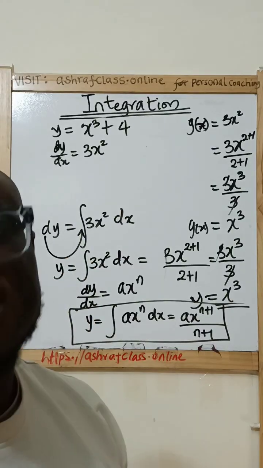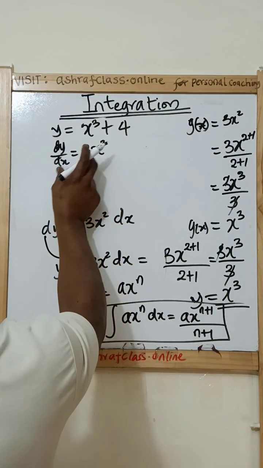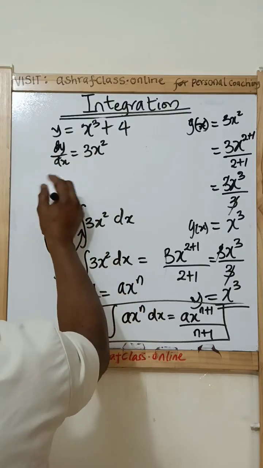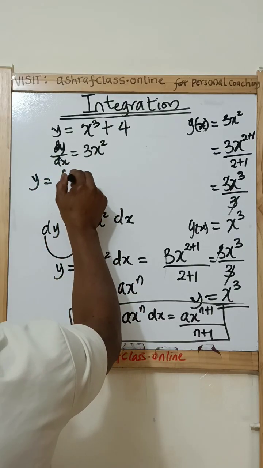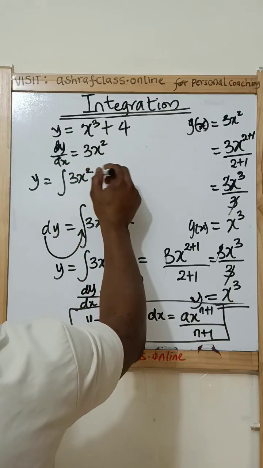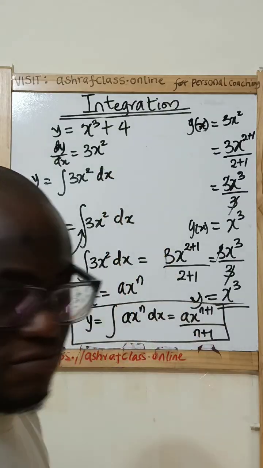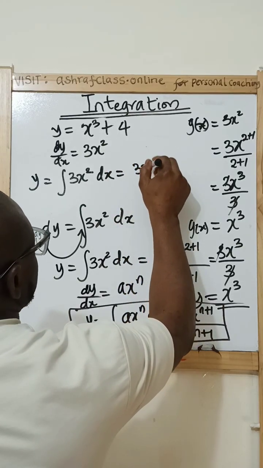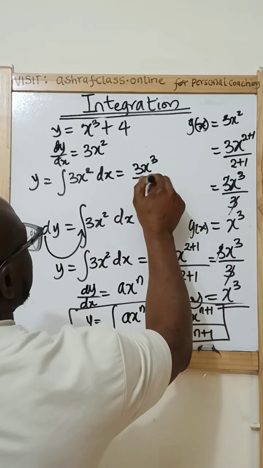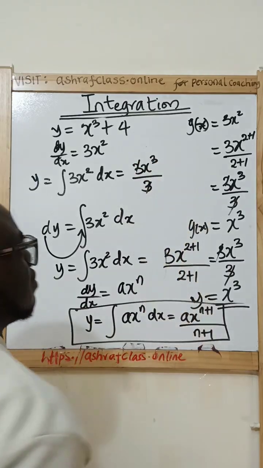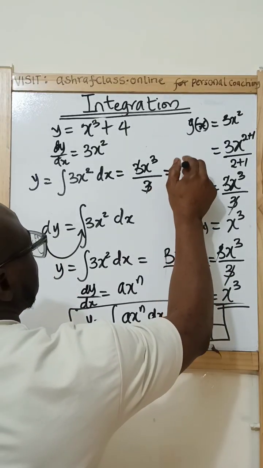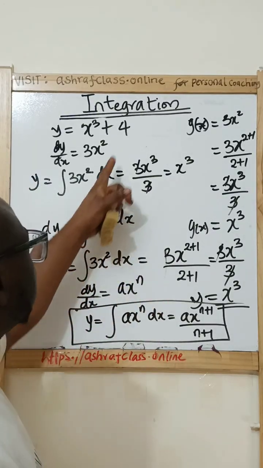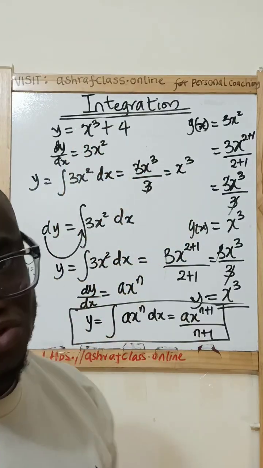Now, if we want to get back our function, what do we do? We let this one come here, and d will become the integral sign. Y will now become the integral of 3x squared dx. If we apply this formula, this is going to be 3x raised to power 3 all over 3. 3 will cancel 3, and we are going to get x cubed. But we are missing something. We have not gotten back our initial function.